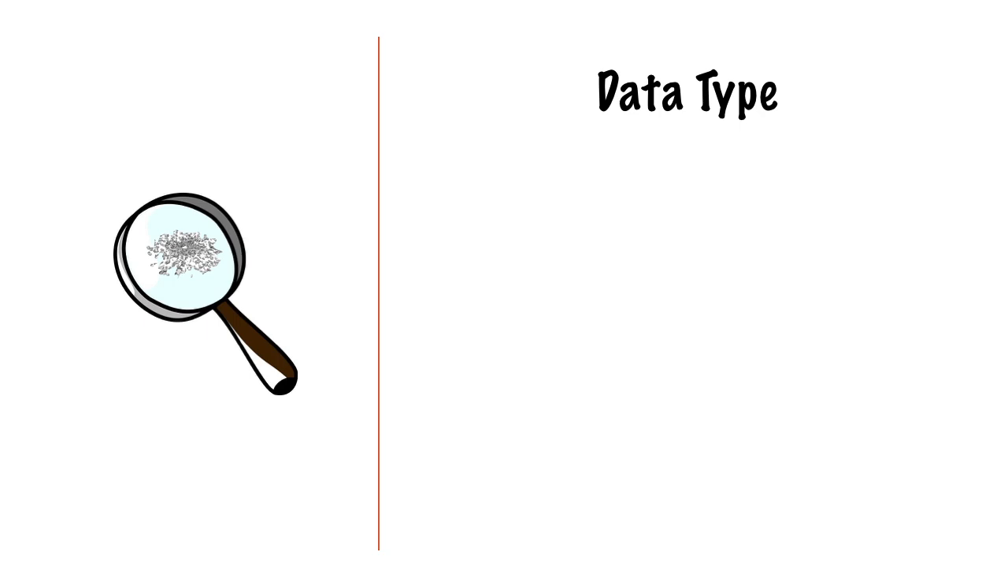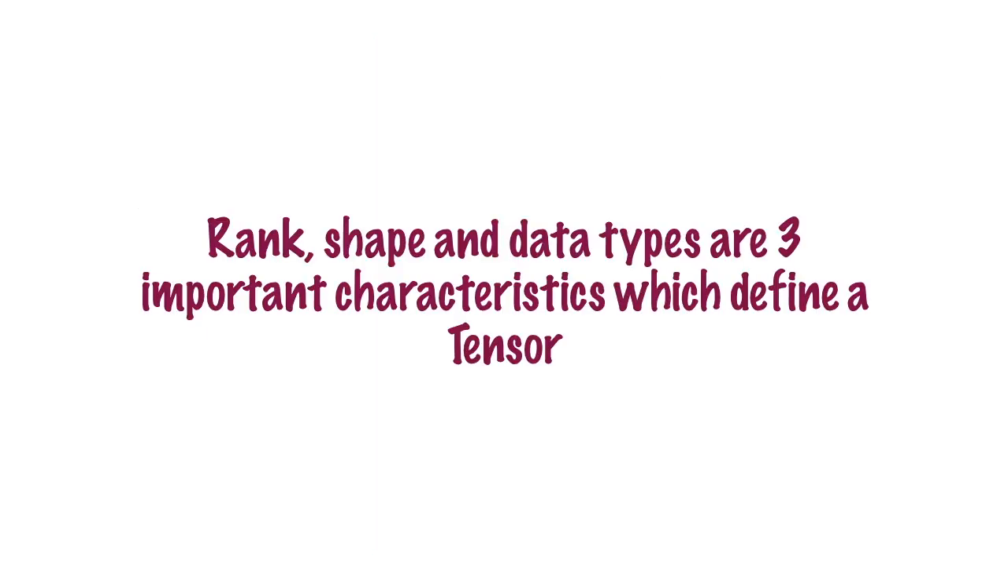The last defining characteristic is the data type. The data types of tensors are pretty familiar: ints, floats, strings, booleans, all of the usual suspects. So do keep in mind that every tensor is a multi-dimensional set of primitive values. Every tensor has three defining characteristics, which are the rank, the shape, and the data type.